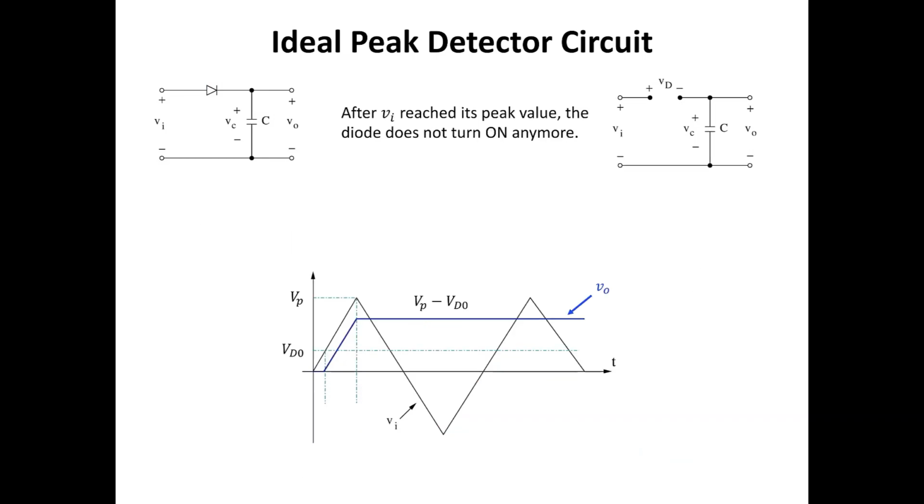So as you can see in this graph, after Vi reached its peak value at this time point, the output is going to be at a constant value equal to V peak minus the voltage drop across the diode. So this circuit detects the peak value of the input signal, and after Vi reached its peak value, the value of output is going to stay at a constant value.